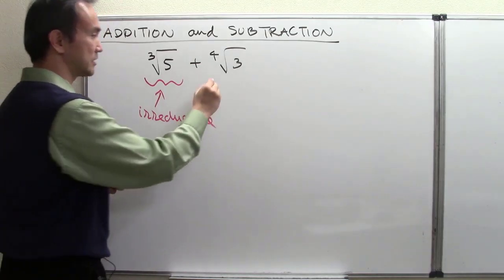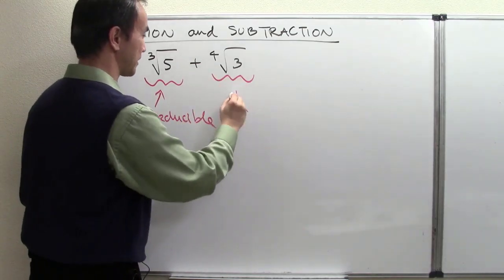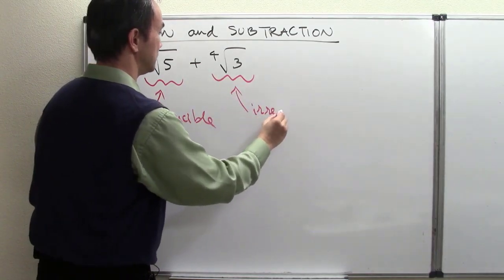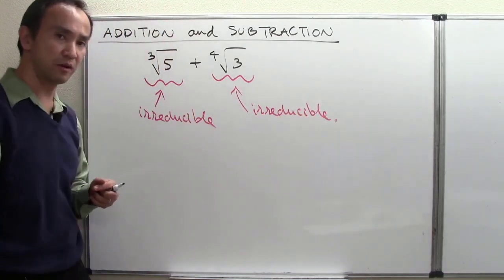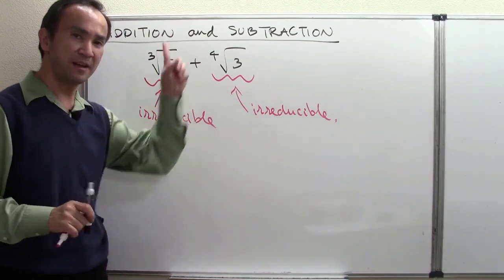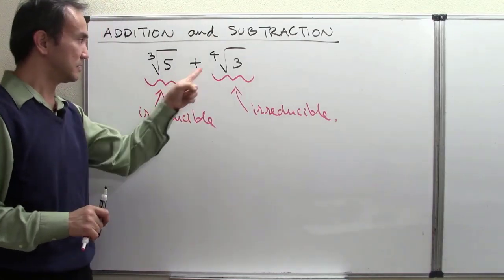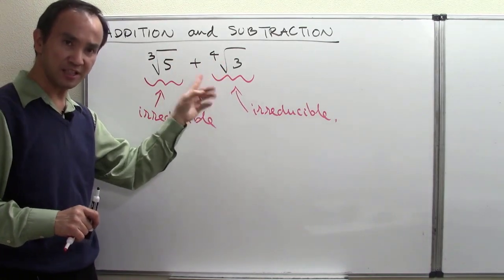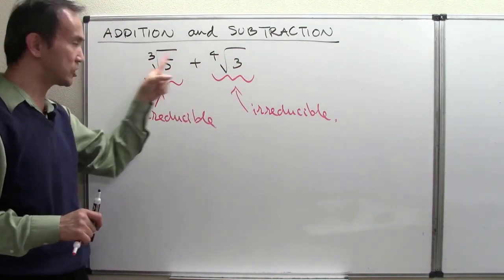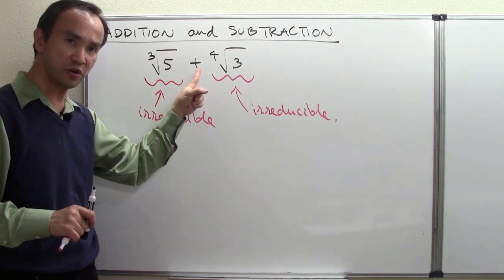Irreducible. The same with the fourth root of 3. Irreducible. So that's something we observed about these two. And from our understanding previously, when we have general nth roots involved together with addition or subtraction, then we must do the roots before the addition or subtraction.